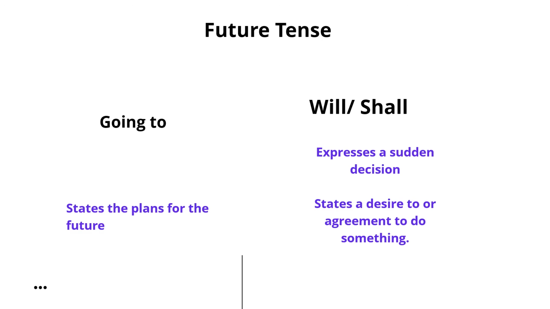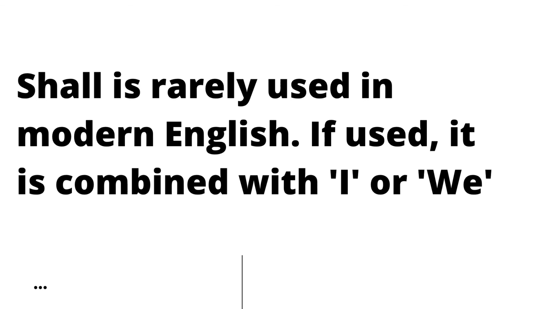So we often use the words going to, will, or shall. Going to states the plans for the future. Will or shall expresses a sudden decision, or it states a desire or agreement to do something. Shall is rarely used in modern English. If used, it is combined with I or we.